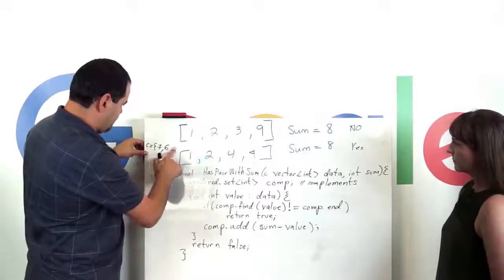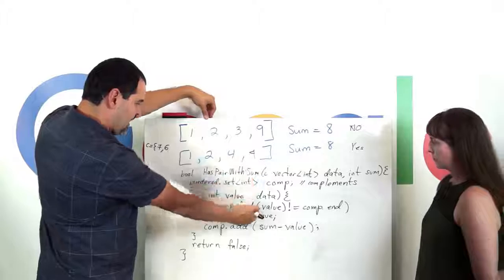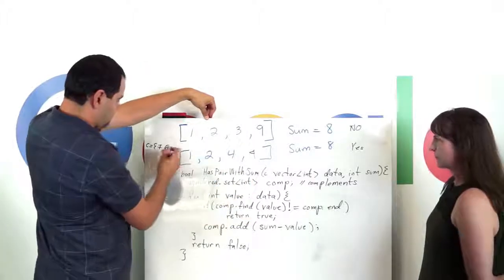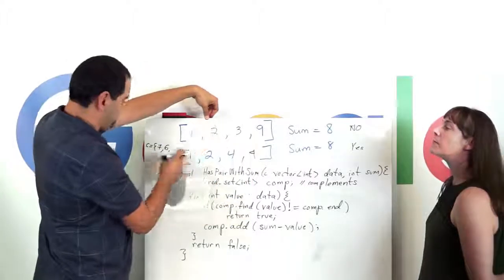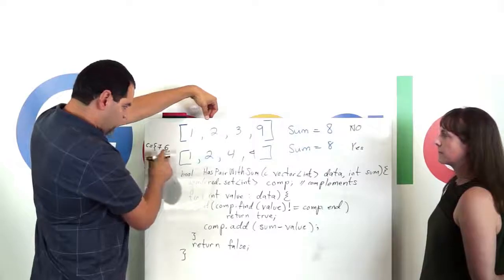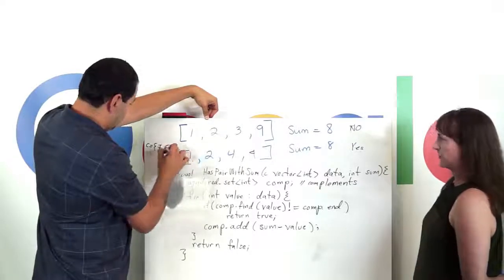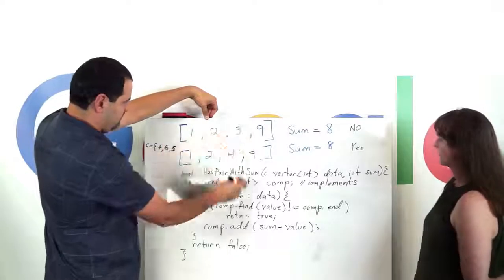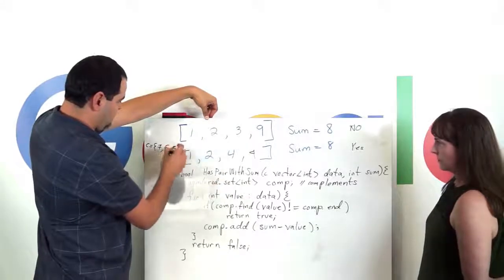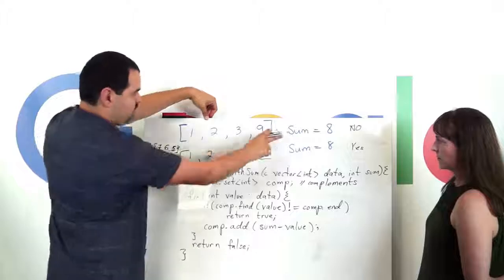The next case is I get a 3. Have I seen a 3? No. Well, have I seen the complement of a 3? No. So I just shove in the 3. Nice, that 3 is its own complement. Good point. Yeah, and then the last one, no, I have not. There's no 9 here, so it would correctly return false.